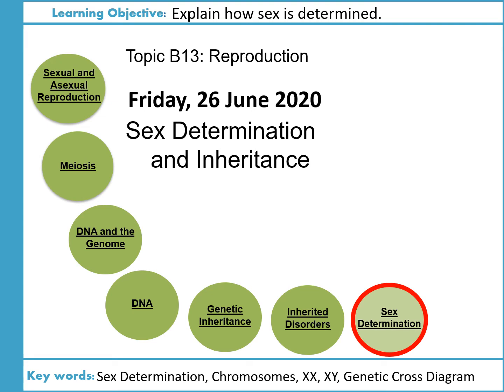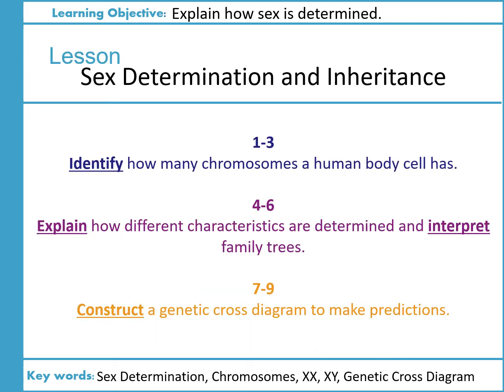Today's lesson is coming towards the end of our stream of lessons in this unit. We're not quite there yet. There are another two after this one, and today we're just going to look at how inheritance works in terms of Punnett squares and features that are inherited, but primarily about sex determination.